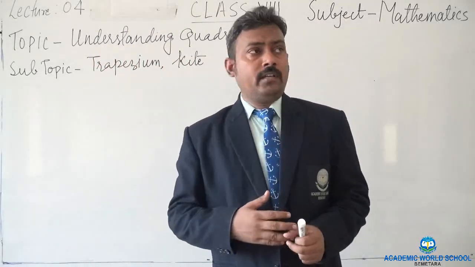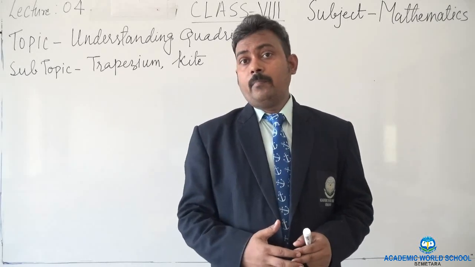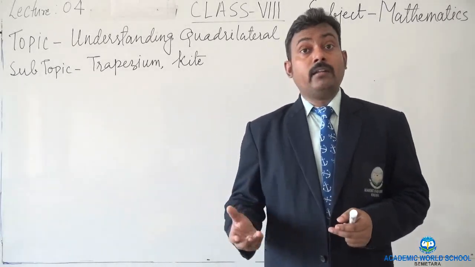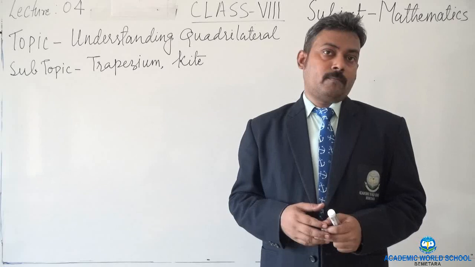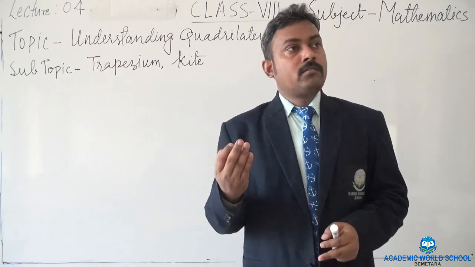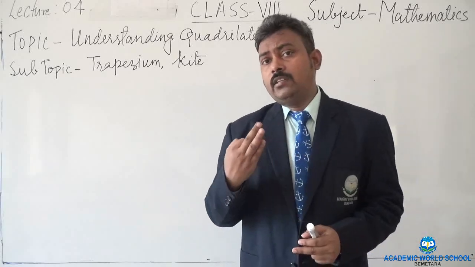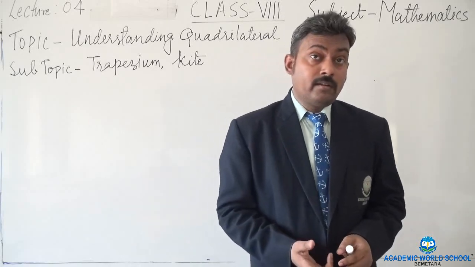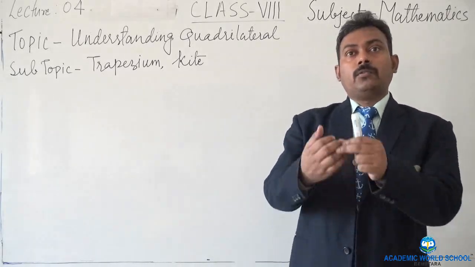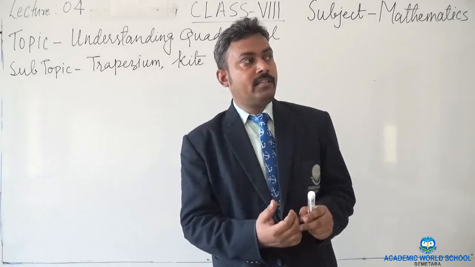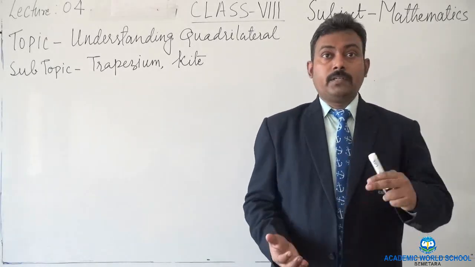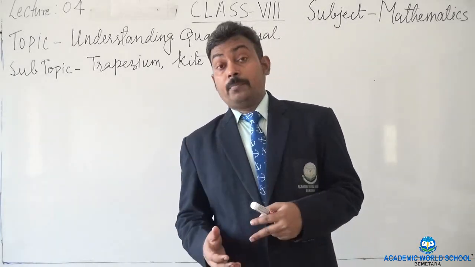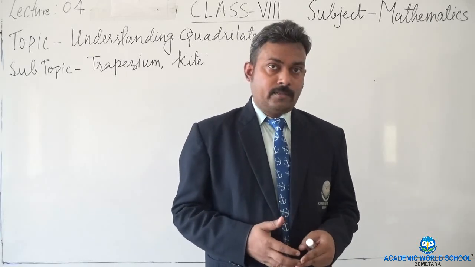These properties are based on the components of the quadrilateral: rectangle, square, rhombus and parallelogram. There are three components. One is the side, another is the angle, and then the diagonal. Each of these quadrilaterals has these three types of properties: properties related to sides, properties related to angles, interior angles I mean, and properties related to diagonals.